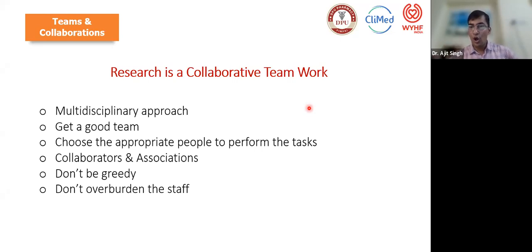So all who are writing a proposal should think about collaborative work before writing it. If they are thinking of collaborative work, they must collaborate. They must have the right team, a good team, with that multidisciplinary approach. They should definitely choose the appropriate people to perform the tasks. If I think, okay, I'm the PI, I have the work for 10 people, and I'm not hiring 10 people, I'm just hiring 3 people and giving them all the tasks.